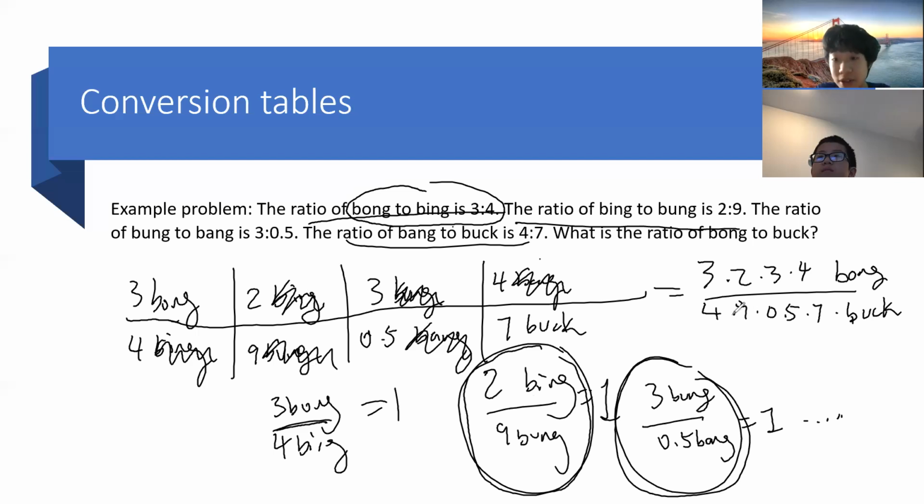All right, so now all we need to do is evaluate whatever this lot is. 3 times 3 is 9. These cancel. 2 and 4, we got a 2 down here. 2 times 0.5 gets the 1. It's going to be 4 over 7. The ratio of bong to buck is 4 to 7. Got it? Any questions about this? I know this is a little bit confusing.